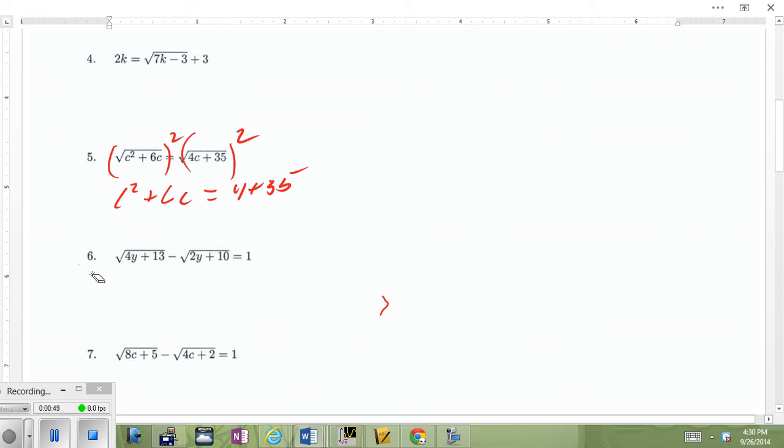What we did up in number 6 and number 5 was we squared both sides. We didn't square individual pieces. We squared both sides. So the idea with problem 6 and problem 7 is that you're going to have to square both sides. But I'm not going to square both sides until I rid myself of at least one of the radicals from this left side. So I'm going to do it this way and add that radical 2y plus 10 to the other side. Now I'm ready to square both sides.